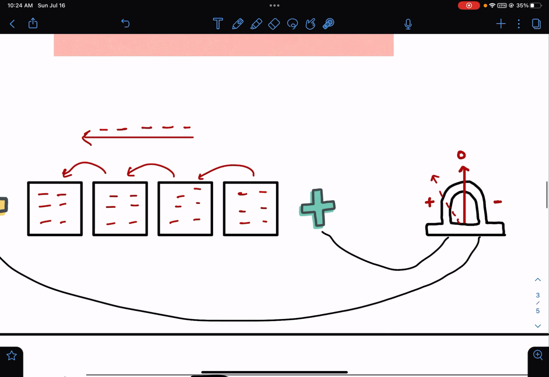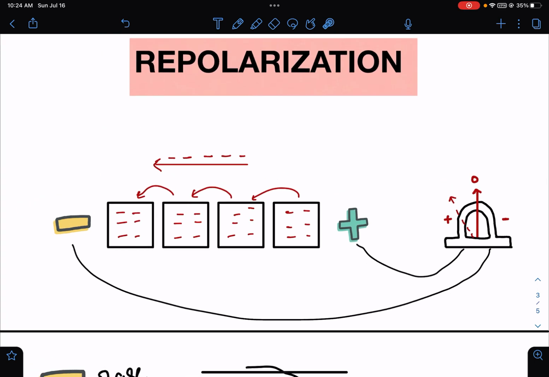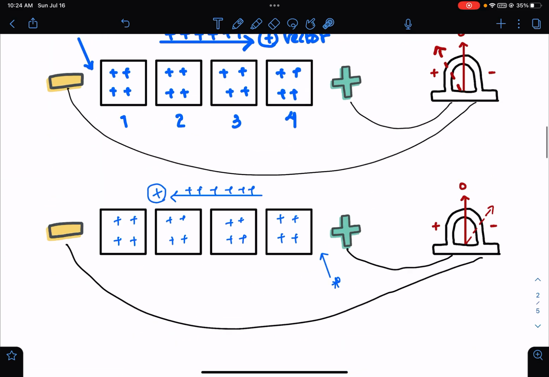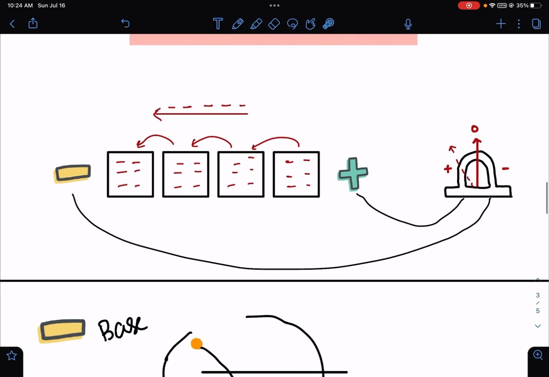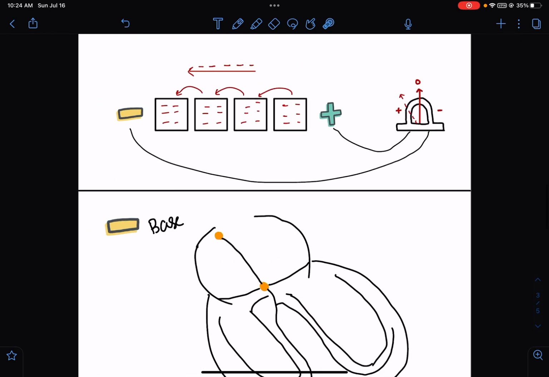So that's a very important point. We don't need to be confused, because according to vectors, if a negative vector moves toward the negative pole, that is positive. If a positive vector moves toward the positive pole, it is positive. If a positive vector moves towards the negative pole, it is negative. That's a very important point before we move on to the next portion. Okay, so that's all about repolarizations.